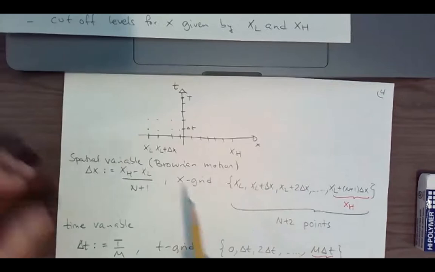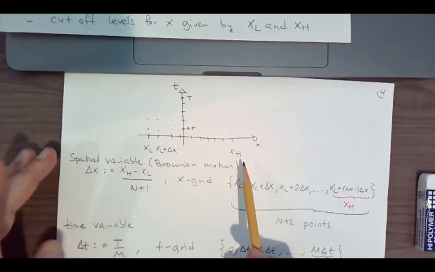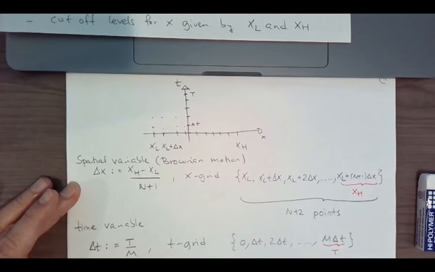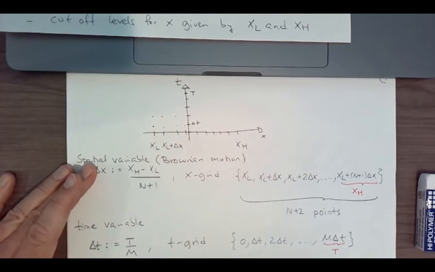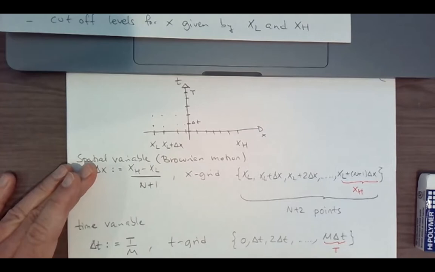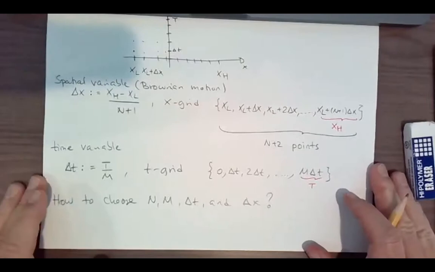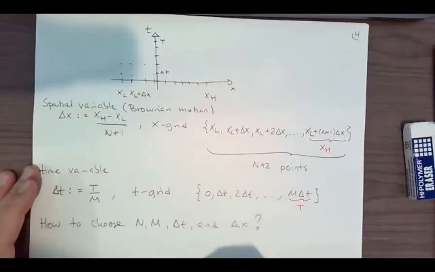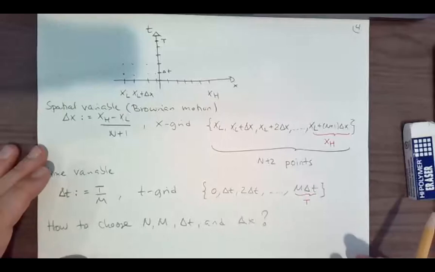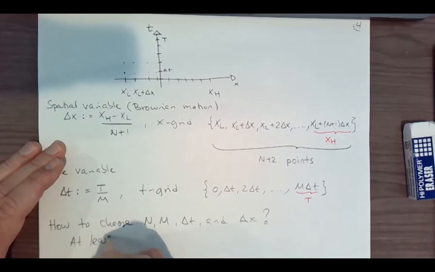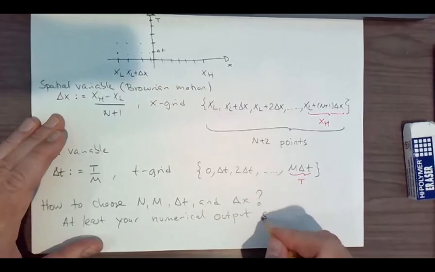And so you can of course see that you're making choices here with XL and XH. Basic questions are like, how to choose N, M, delta T, and delta X? How fine should your grid be? Where should you make the cutoffs? At least your numerical output should not depend on these cutoffs.